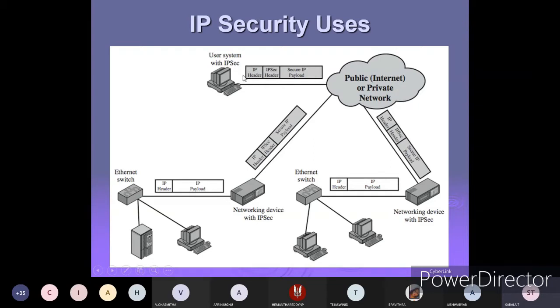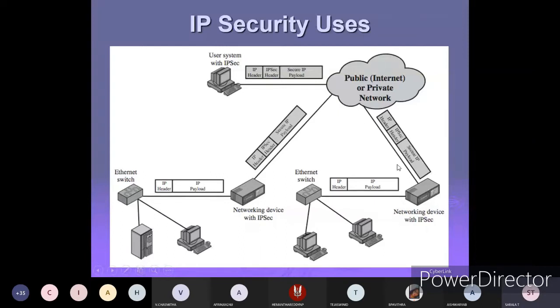Then this whole block will be sent through the public internet. That will be given to the networking device with IP security. Here the IP header, security header and IP payload will be the same as the data we transmitted from the system towards the internet. The internet will also pass that information towards the networking device with IP security. It may go through two or three routers connected with the internet, and they will get that information.